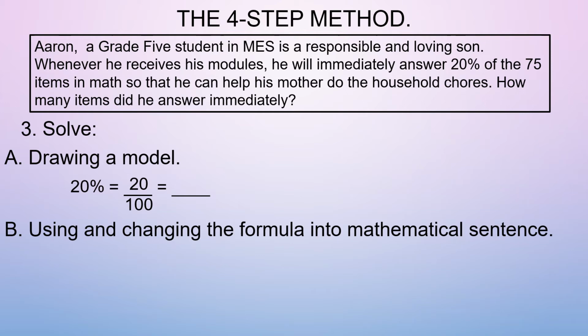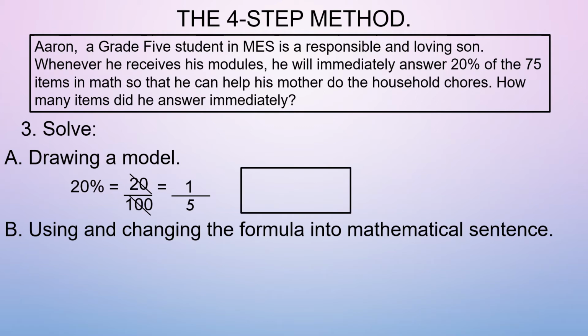Then reduce it to lowest terms by dividing both the numerator and the denominator by their GCF, 20. So 20 divided by 20 equals 1, and 100 divided by 20 equals 5. So 20% when changed to a fraction is 1/5.